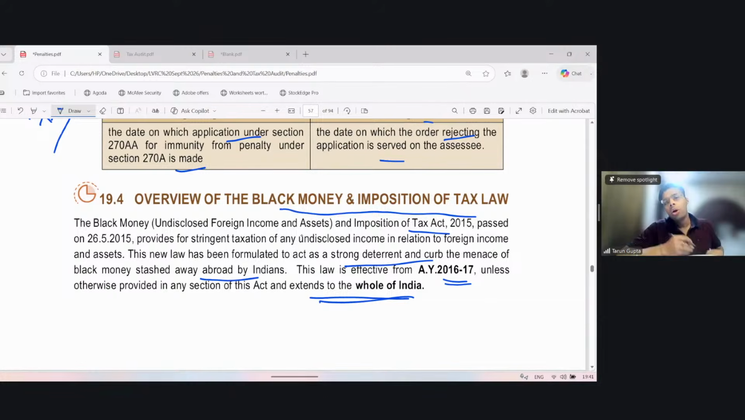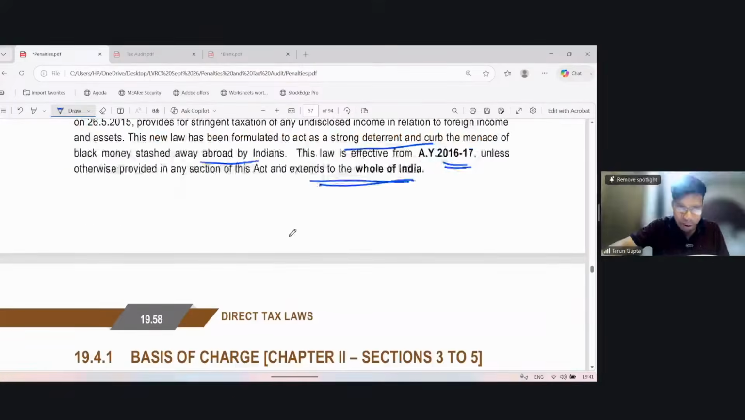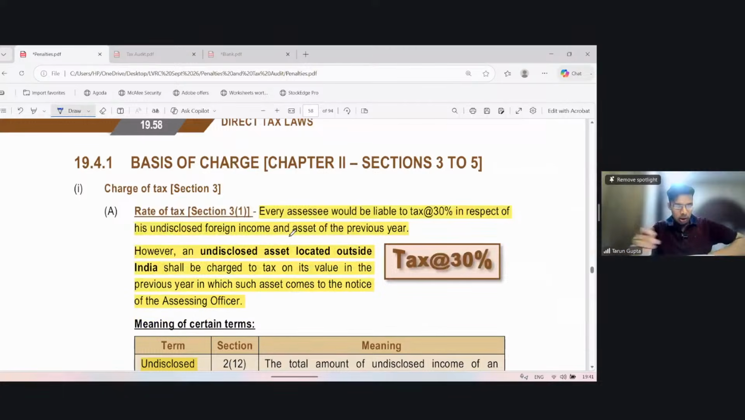Okay. So we'll see the overview of the Black Money Act. Charge of tax, section 3. It says that every assessee, we'll see the definition of assessee as well, would be liable to pay tax at about 30% in respect of his undisclosed foreign income and asset of the previous year. So if there is any undisclosed income or asset, which income or asset? The foreign income or foreign asset. Then such undisclosed foreign income and undisclosed foreign asset shall be taxed at the rate of 30%.